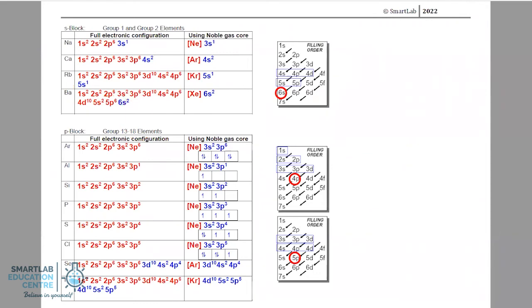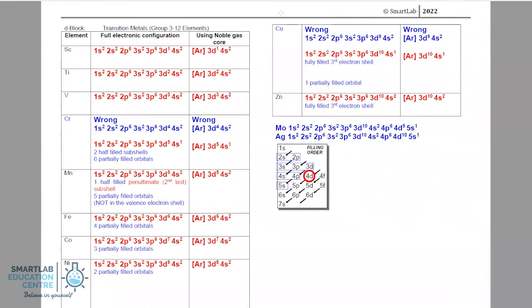So for the case of 3D3, I will circle this as 3D3. I'll say it's 1s2, 2s2, 2p6, 3s2, 3p6. Although it's 3D3, I need to remember to add 4s2. So that's the electronic configuration for your vanadium.